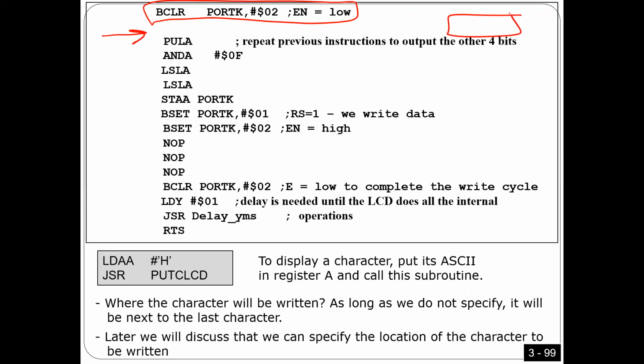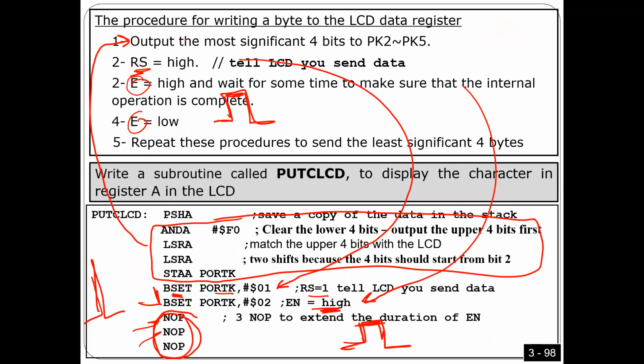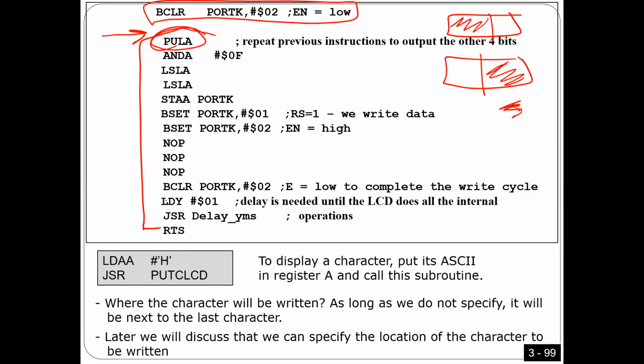I already sent the most significant 4 bits. Now I want to send the least significant 4 bits. Okay. So how will this be different, guys? I'm going to repeat exactly the same code I have just explained. But now look here, guys. Pull A. Why did I pull A? Because I want to get the original A, because I already destroyed A. If you see here, I changed the ASCII code. I changed A. So that's why I pushed the original value here, because I need it later.